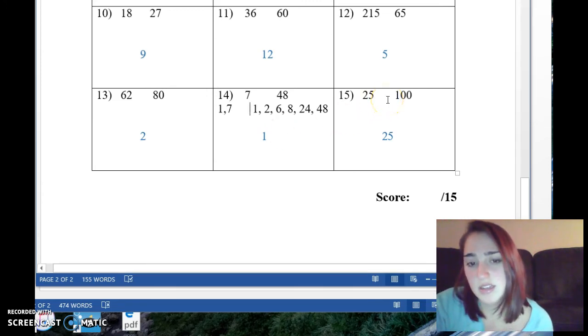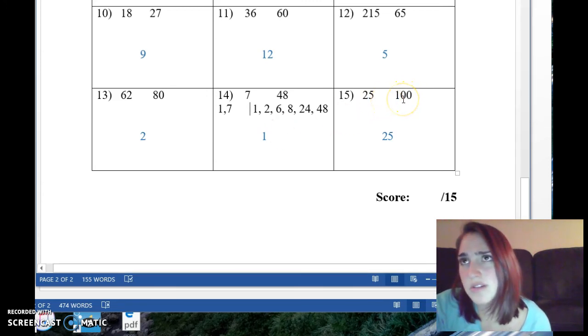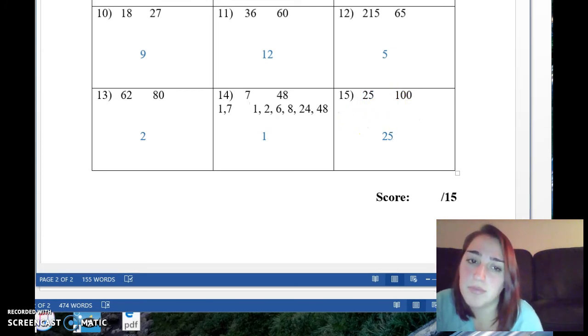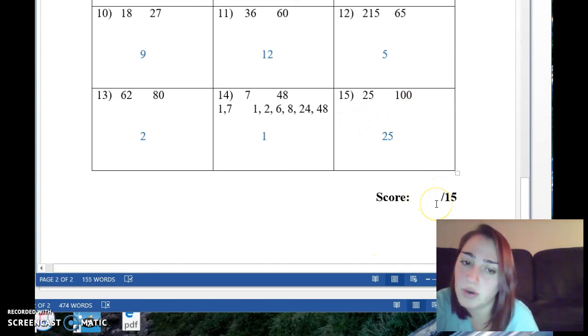And then 15. So there are 4 quarters in $1. There are 25. 4 times 25 gives you 100. And so that 25 is going to be your greatest common factor. There is a score section here. If you want to score yourself on that, you can.